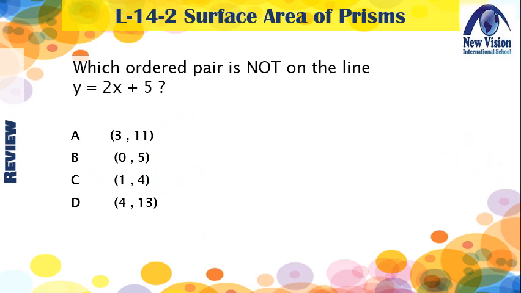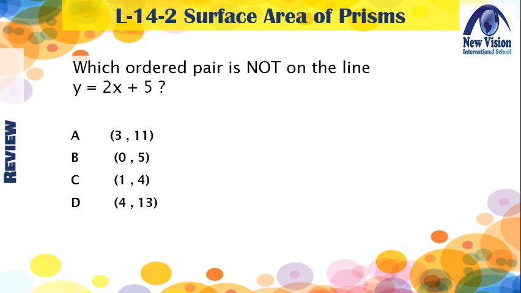Now, our second review question is, which ordered pair is not on the line y equals 2 times x plus 5? Again, which ordered pair is not on the line y equals 2 times x plus 5? You have the following choices. A. Ordered pair (3, 11). B. Ordered pair (0, 5). C. Ordered pair (1, 4). And D. Ordered pair (4, 13). Which is your answer? Dear students, pause the video now, make the answer in your copybook carefully, and once you get the answer, come back to the video.